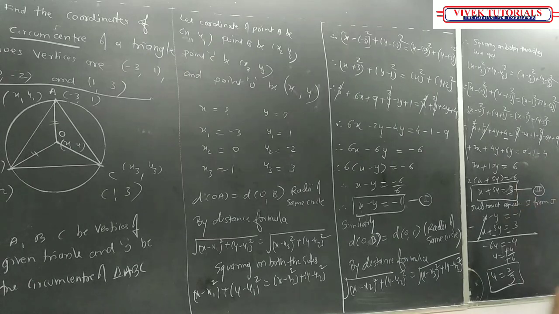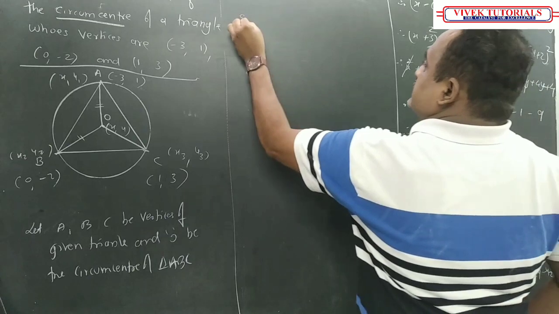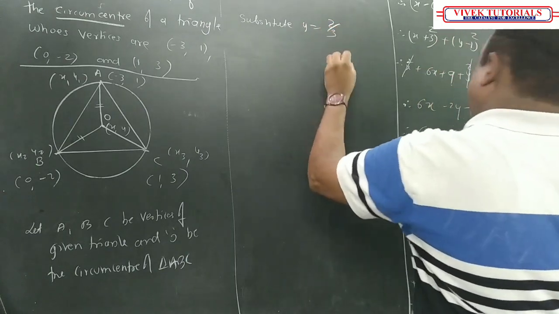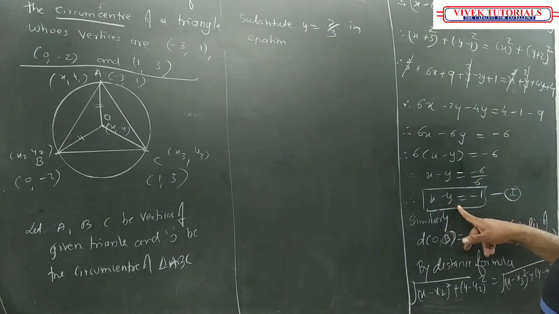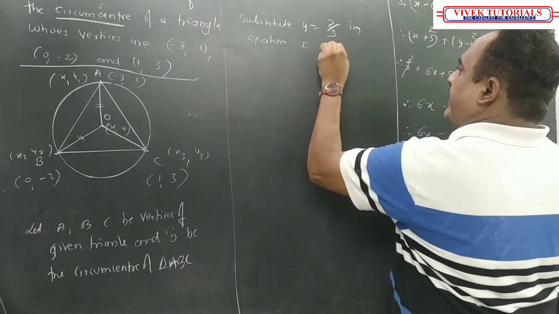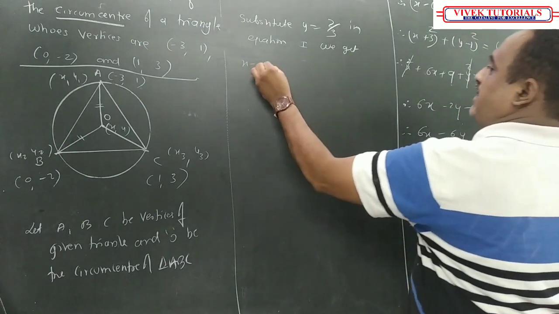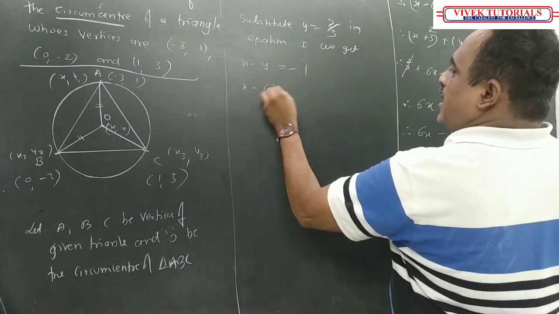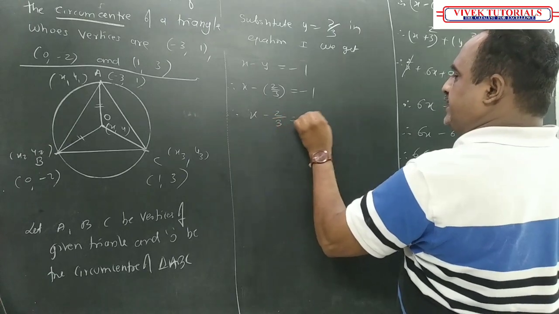So students, please copy it down properly. Now we got the value of y. y is 2 upon 3. Then what I'm going to write? Substitute y is equal to 2 upon 3 in equation 1 or 2. Equation 1 is better. We put in equation 1, x minus y is equal to minus 1. So x minus 2 upon 3 is equal to minus 1.